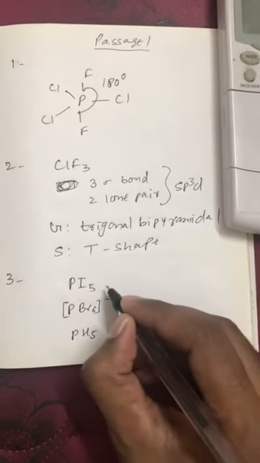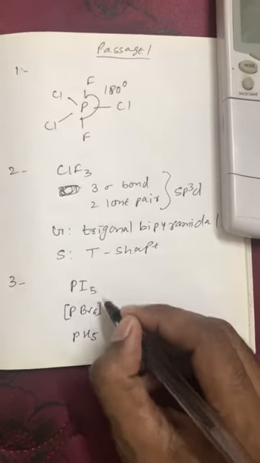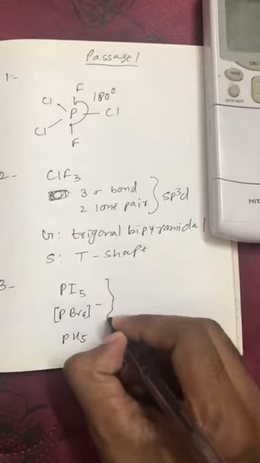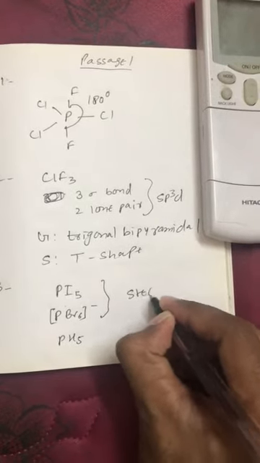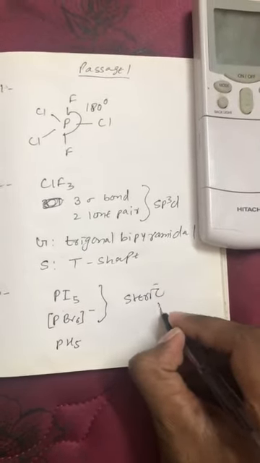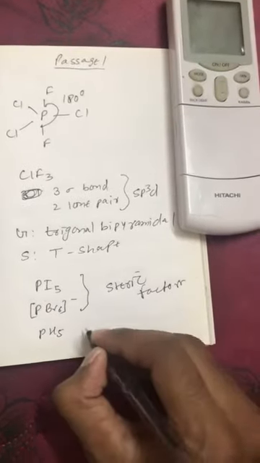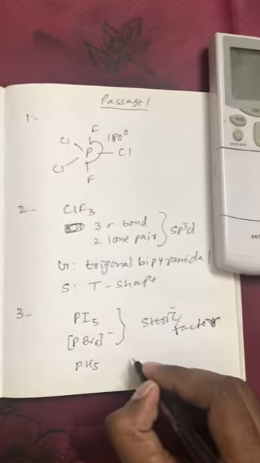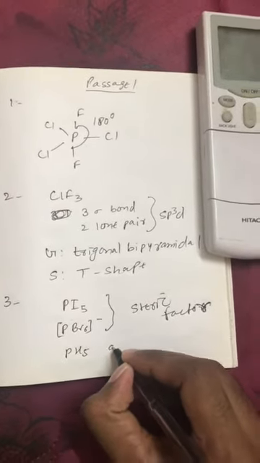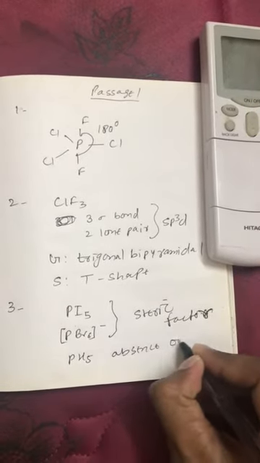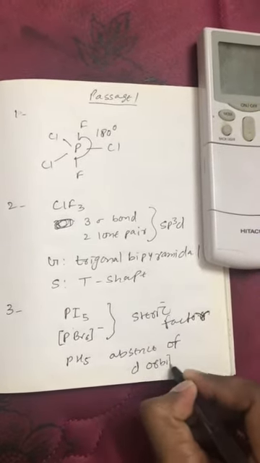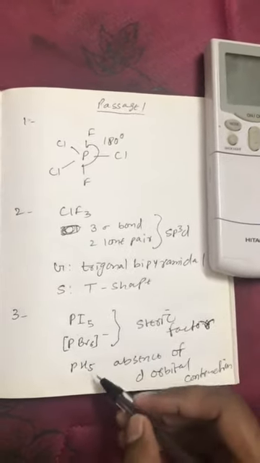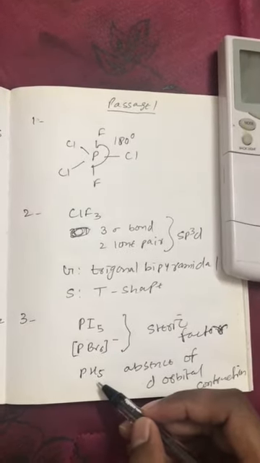Question number 3, all 3 of them do not exist. PI5 and PBr6 negative do not exist because of steric factor, while PH5 does not exist because of absence of d orbital contraction, because of very low electronegativity of hydrogen.